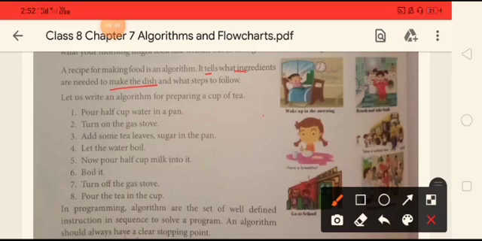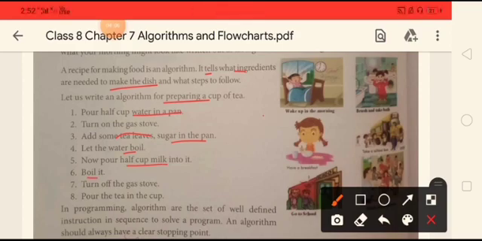For example, the algorithm for preparing a cup of tea. How can we prepare a cup of tea? First of all, we pour half a cup of water in a pan. Then we turn on the gas stove. When the water boils, we add some tea leaves and sugar to the pan. Then again we let the water boil. After all these things boil, we pour half a cup of milk into it.